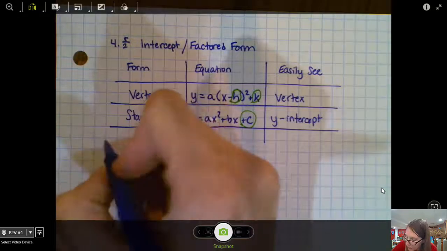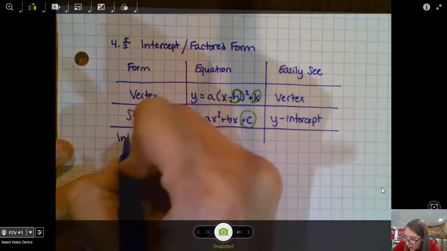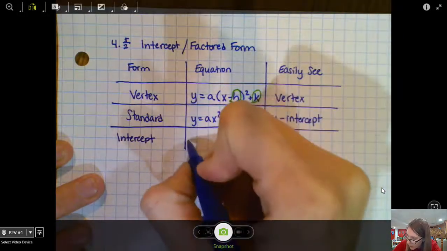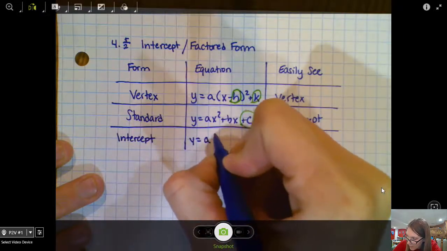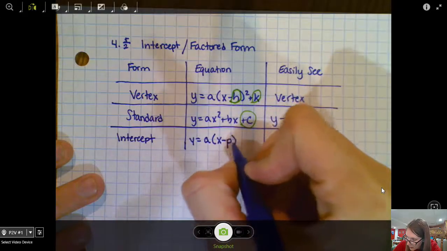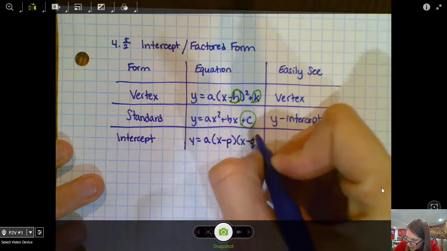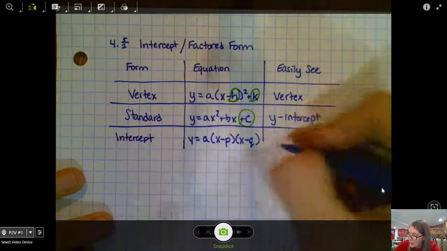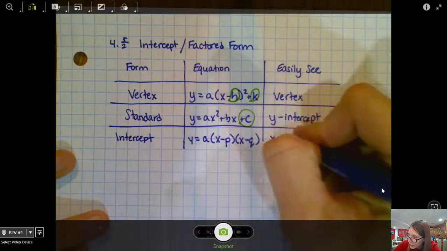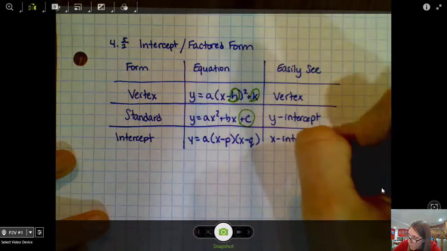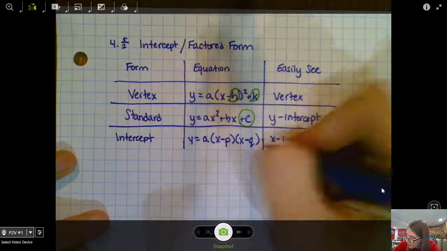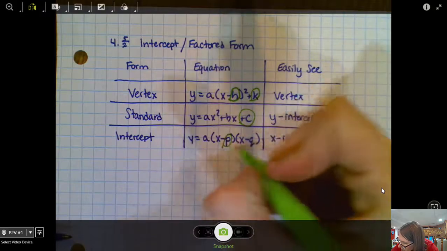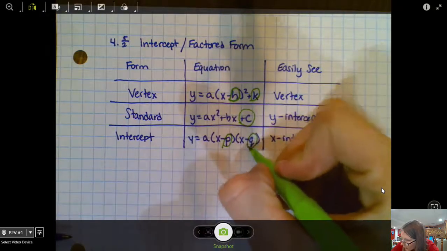In our intercept form, or factored form, however you want to call it, our equation is y equals a times x minus p times x minus q. And this intercept form lets us easily see the x-intercepts of our parabola. And those x-intercepts are p and q.